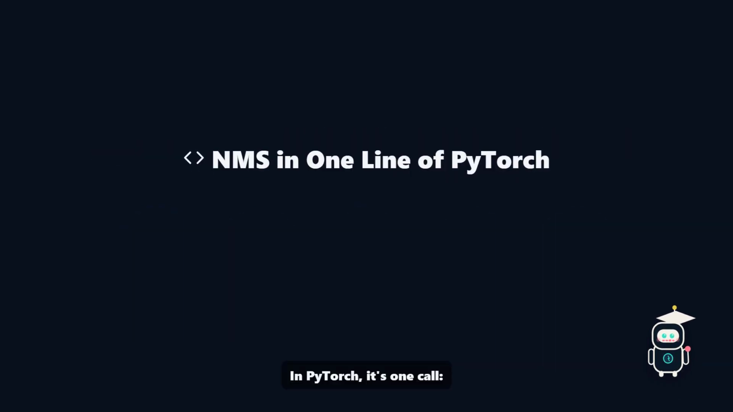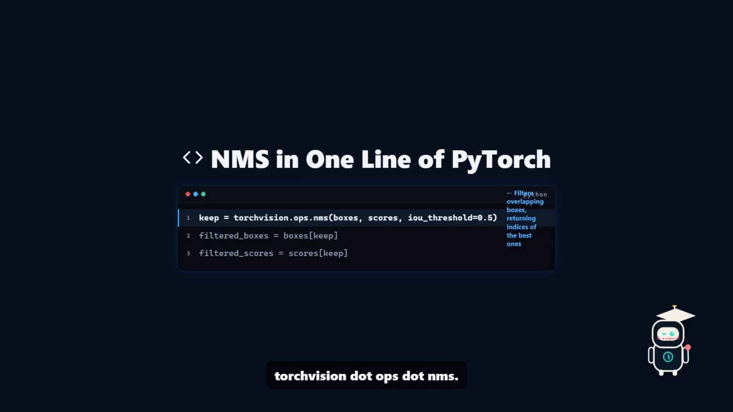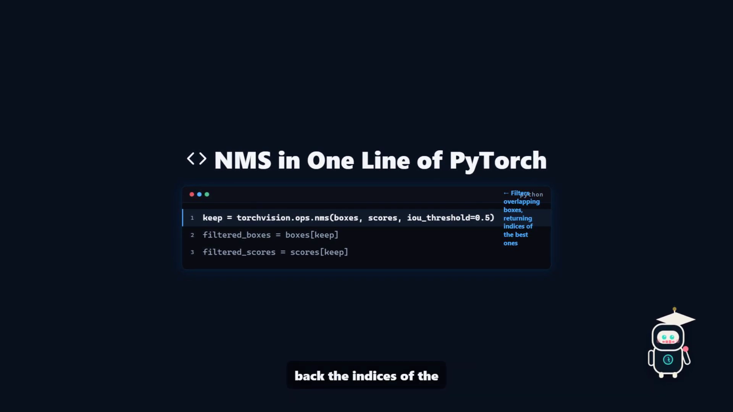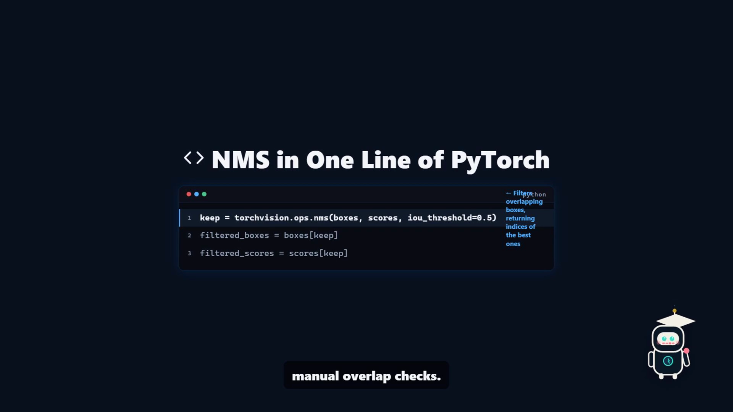In PyTorch, it's one call: torchvision.ops.nms. Pass in your boxes and scores, set the IOU threshold to 0.5, and you get back the indices of the boxes to keep. That's it. No custom loops, no manual overlap checks.